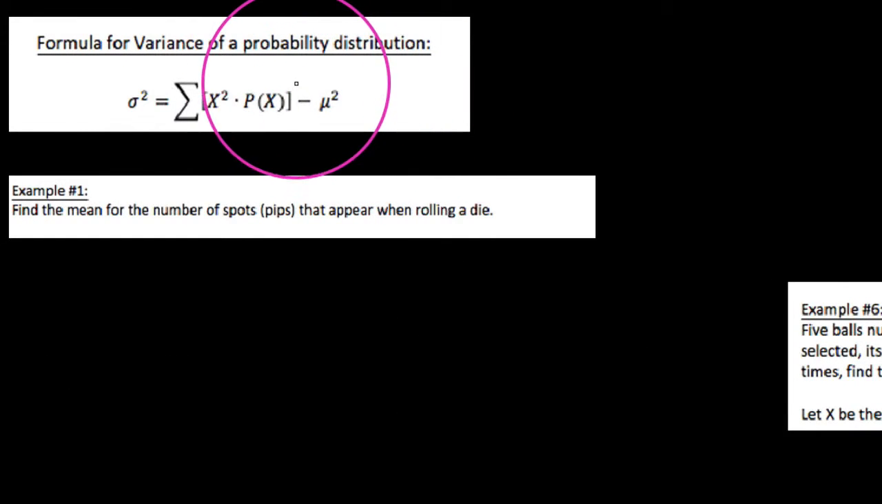In this video we're going to go through a few examples of how to find the variance and therefore also the standard deviation for a discrete probability distribution.